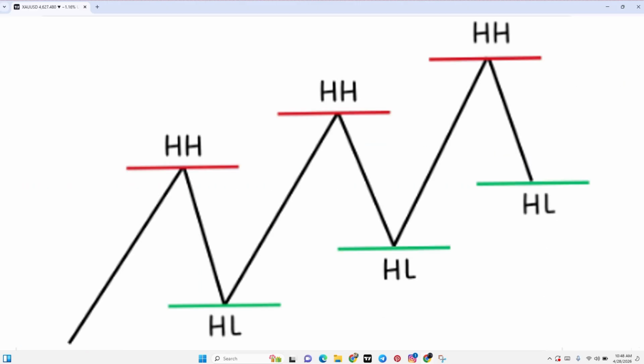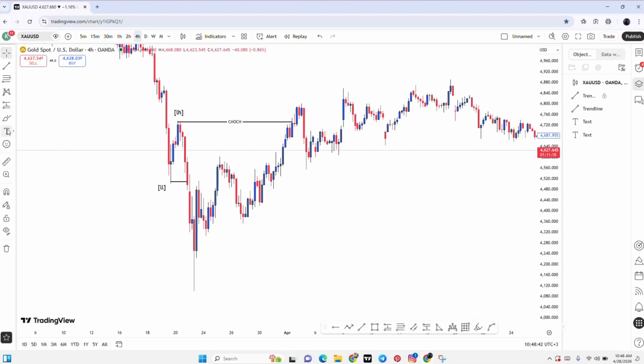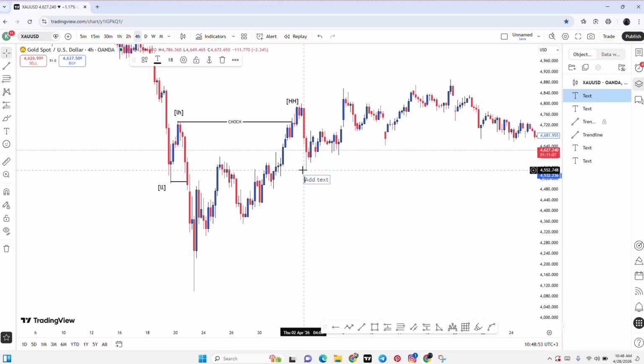After the change of character, now this becomes our higher high over here. We'll be having our new higher high like that one, and then this one will be our higher low.